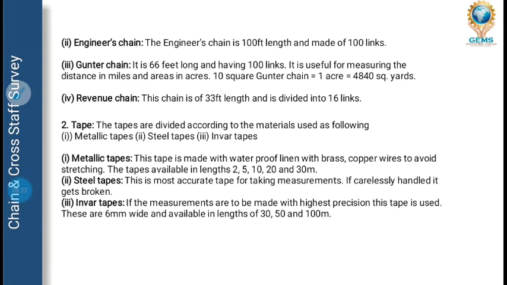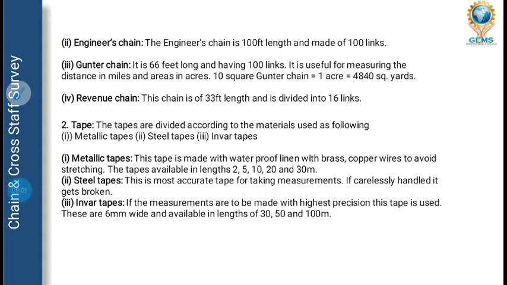It is useful for measuring distance in miles and areas in acres. As we all know, this is the chain we use for our field when the Amin comes. 10 square Gunter chains is equal to 1 acre, that is 4,840 square yards. Next is the revenue chain. The revenue chain is 33 feet in length, divided into 16 links, so the size of each link is 33 divided by 16. So these are the chains we use for linear measurement.